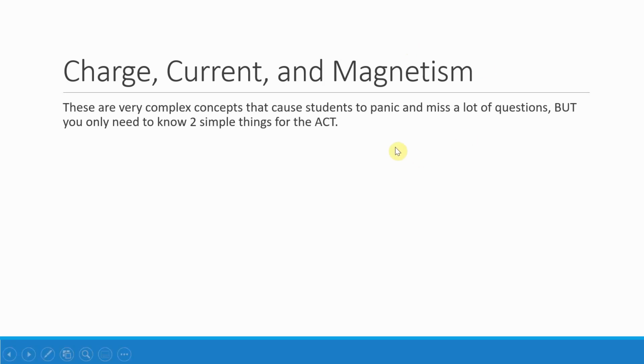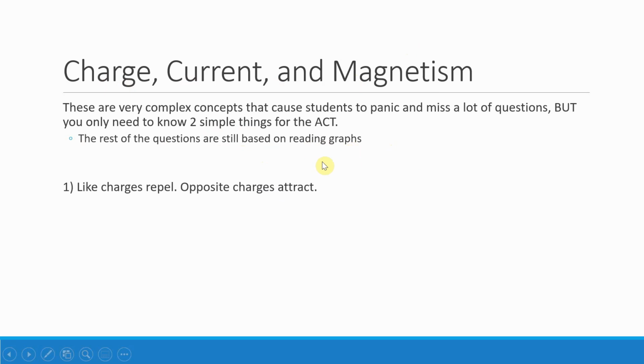There are only 2 simple things that they might test about the actual science of these things. And that's it, just 2. And they're very easy once you know how to apply them. The rest of those questions are just going to be reading graphs, reading tables. So what are those 2 things?